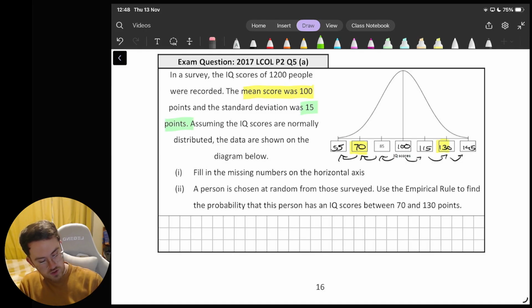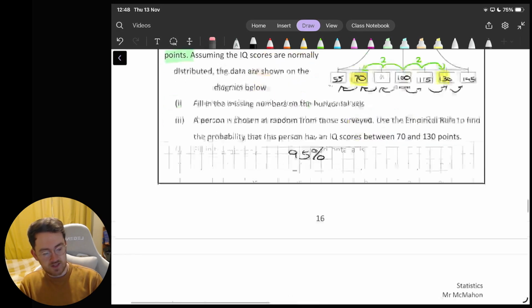So if we look at those two, to go up to 130, that is 2 steps. To go down to 70, that is 2 steps. So it's even on both sides, the same amount either way. That should just be one of those numbers we've learned off, which is 95% in this case. So 2 standard deviations is always 95%.